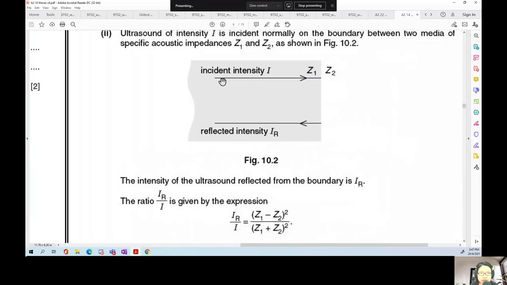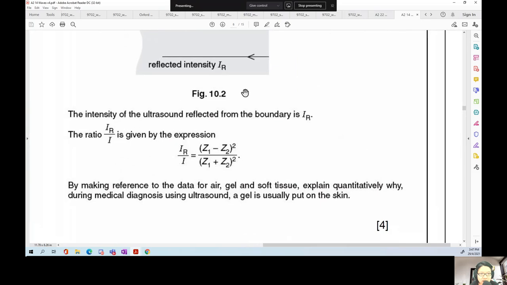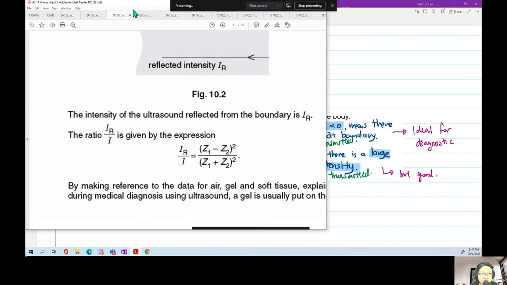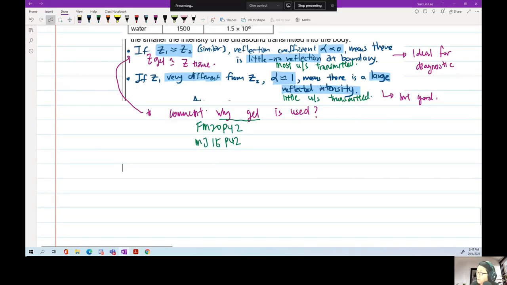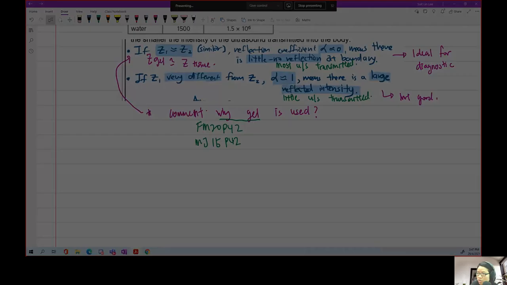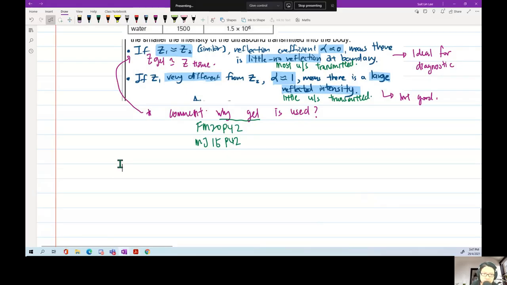And then you see this one is now incident and reflected. Previous ones was incident and then transmitted. By making reference for data of air, gel, soft tissue, explain quantitatively, means use numbers, why during medical diagnosis a gel is usually put on the skin. So I will start off this question here, but you should complete it on your own as practice. This one is May, June 15, paper 42.